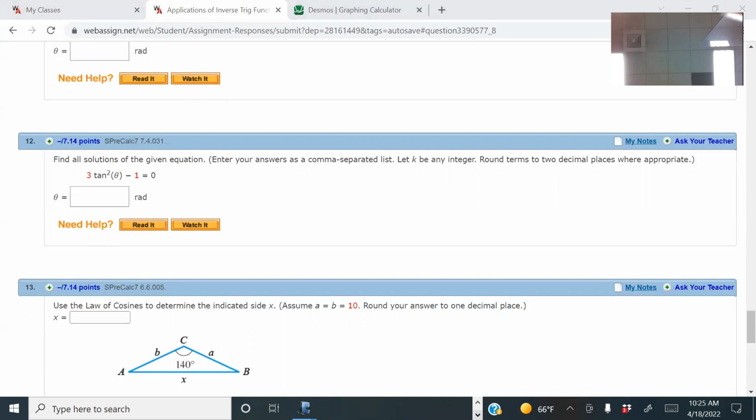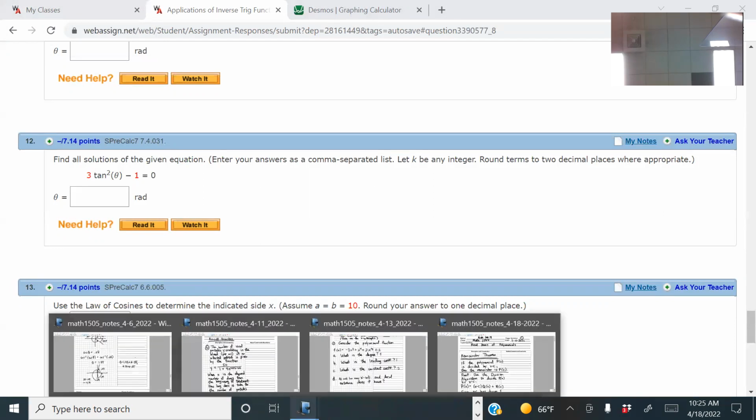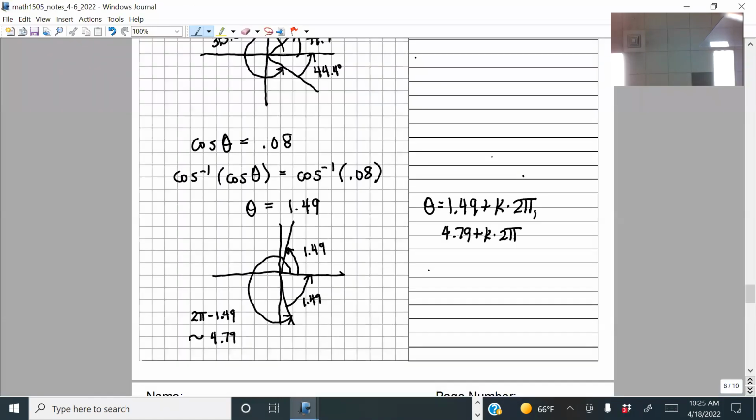Let's write this down. So let me squeeze it in over here. I'm not going to go through the full problem. But we have 3 tangent squared theta minus 1 equals 0. So any suggestions? I had a different idea. Okay.